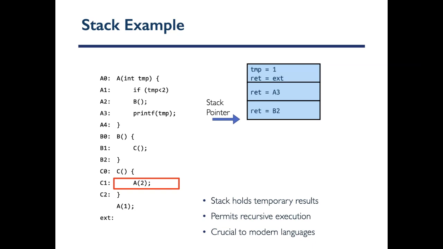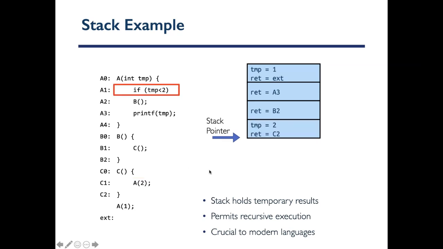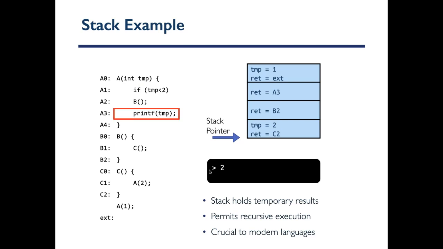We're calling A2. So we're going to push 2 things on the stack. The argument is 2, and the return address is the line right after this, which is C2. So we're going to push temp equals 2, and return address is C2. Now we're back to function A. Now we're going to check if temp is less than 2. Well, it is not. This last time we look at the stack, the temp in the stack is 2, top of the stack, right? And 2 is not less than 2. So we're going to print the temp. So we're going to print 2.